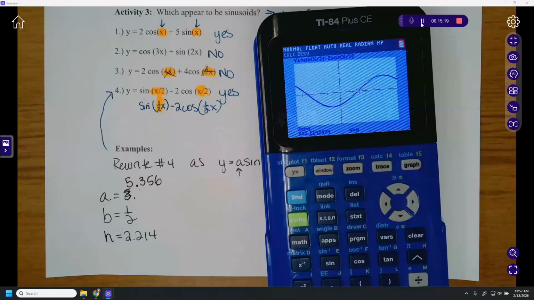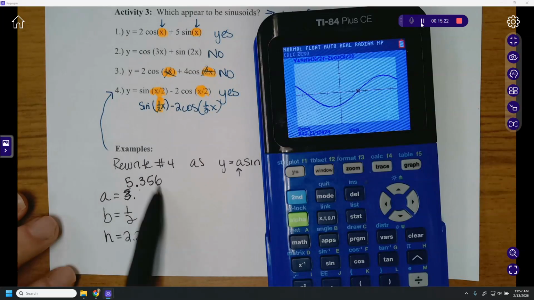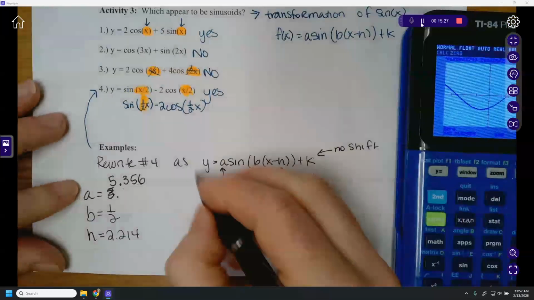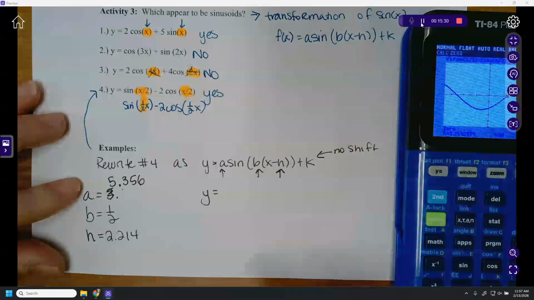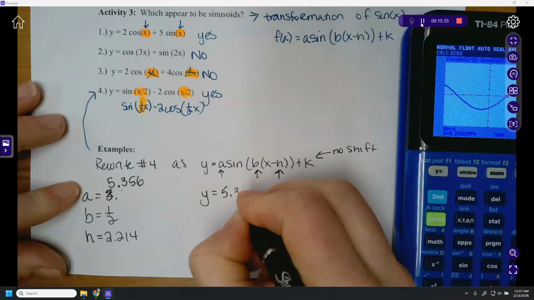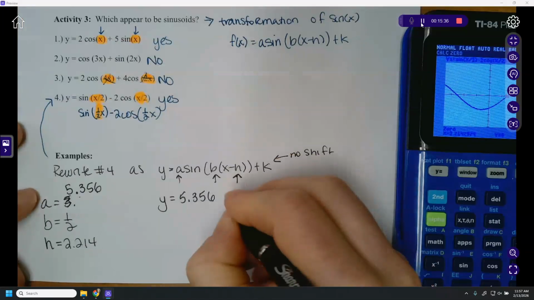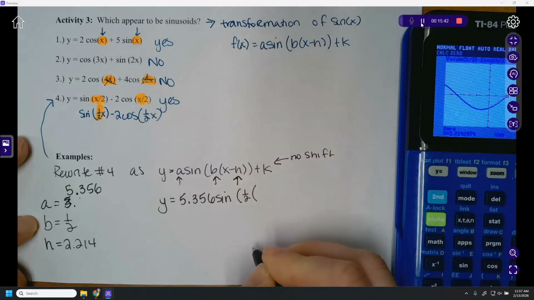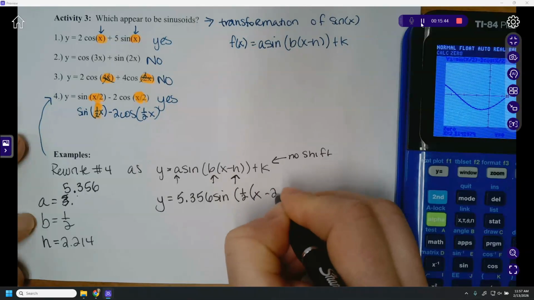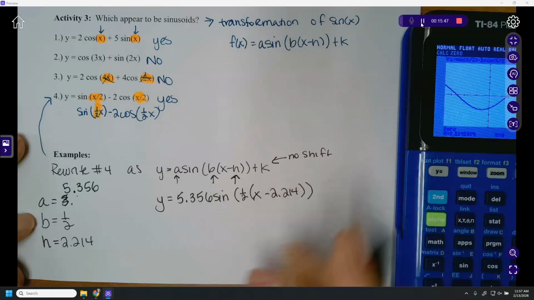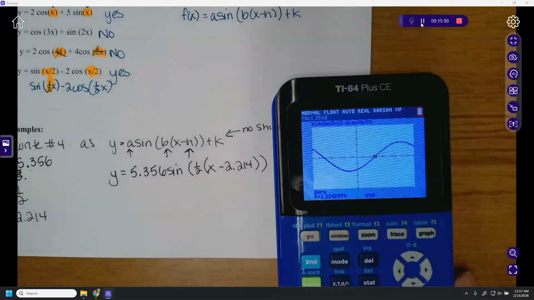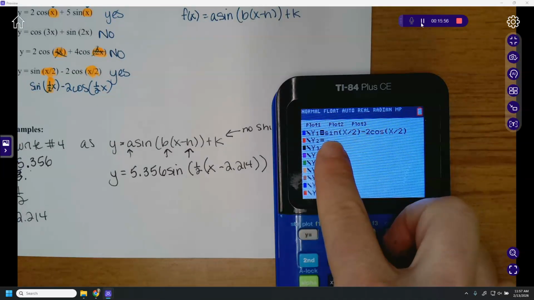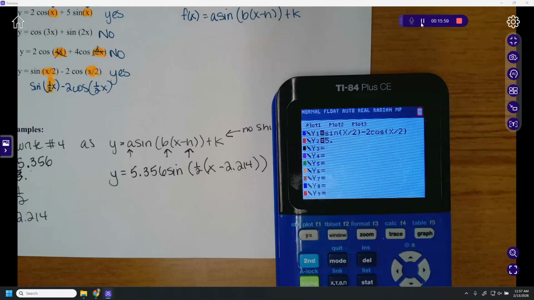Now, when we're all done, we want to make sure that my new sinusoid matches that. So I'm going to rewrite the equation and graph it in a different line and make sure that it traces over. So we have 5.356 times the sine of 1/2 times the quantity x minus 2.214. I'm going to plot that in my y2, which it looks like is going to show up in red.